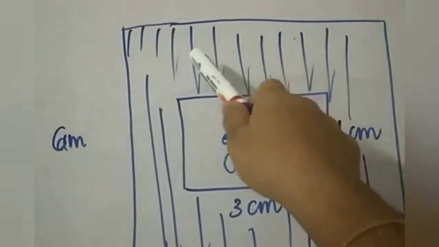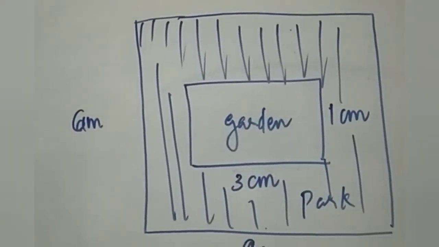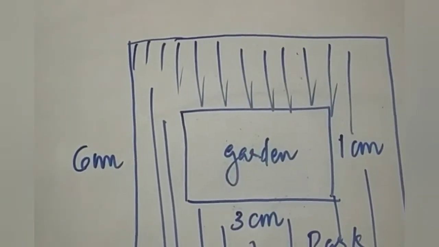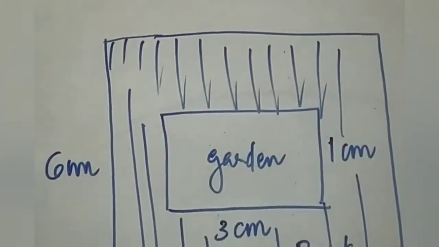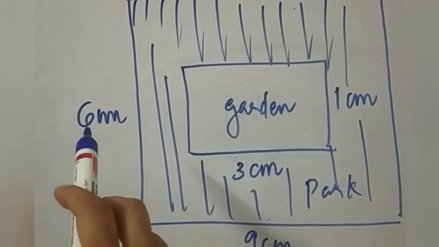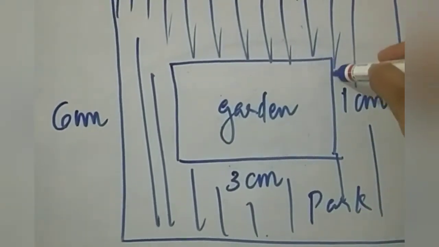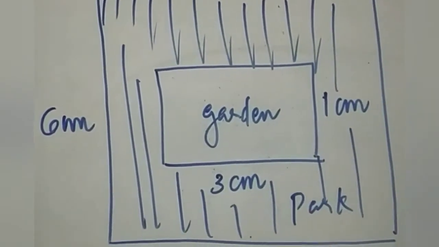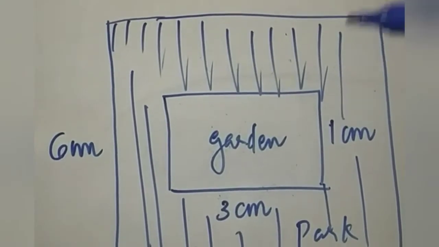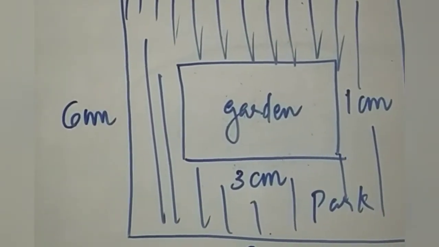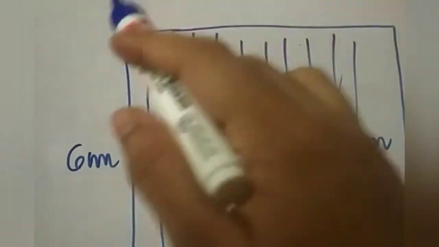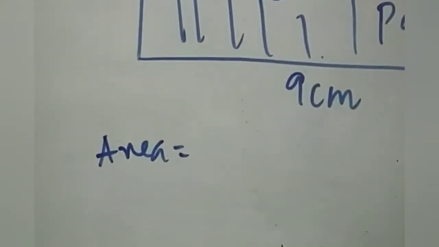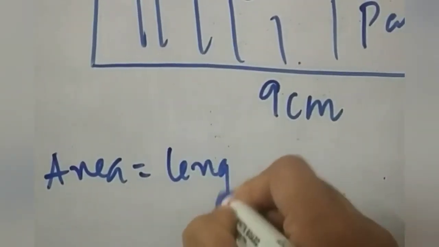How can we find out the area of this particular portion? Here we have two rectangles. There is a large rectangle with measurements 9 cm by 6 cm, and there is a small rectangle inside this large rectangle with measurements 3 cm and 1 cm. So can we find out the area of both of these rectangles? Yes. First let us find out the area of this large rectangle. And how do we find the area of a rectangle? Area of a rectangle can be found out by multiplying its length by its breadth.